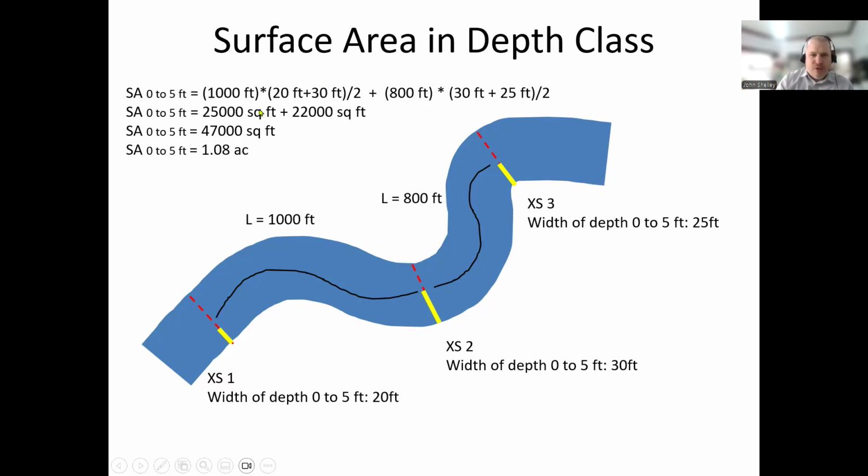That's times the average of those two widths, so 20 plus 30 divided by 2, and that would give us the surface area between these two cross sections corresponding to 0 to 5 feet of depth. And then we're adding the second one here, so 800 feet is the length times the average width for that depth increment, in this case 30 feet plus 25 feet divided by 2. So this altogether gives us a certain number of square feet converted to acres, and that's telling us how much surface area exists in that depth increment all the way from cross section 1 to cross section 3.